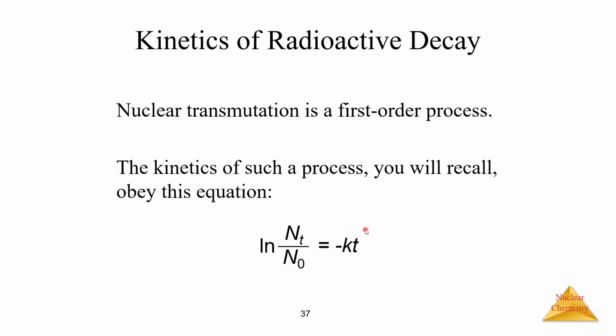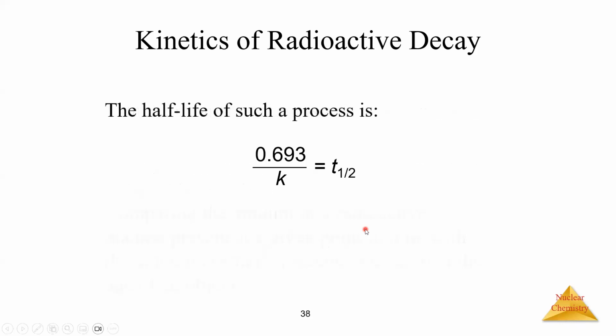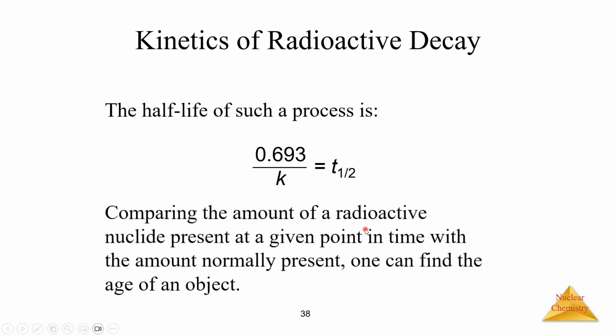So if we divide by negative k, we can then get that the half-life of this process is going to be equal to 0.693 divided by whatever that rate constant is going to be. And again, that'll be different for each radioactive nuclei. They'll decay at different rates, so they're going to have different half-lives as well. But what this allows us to do is figure out, for a particular radioactive isotope, how long is it going to take for 50% of that substance to decay?